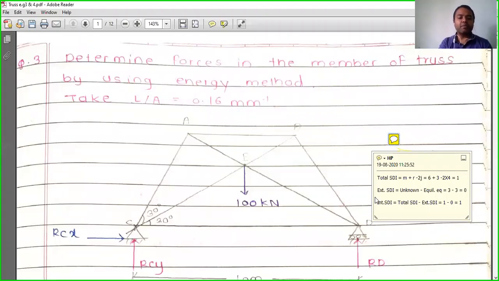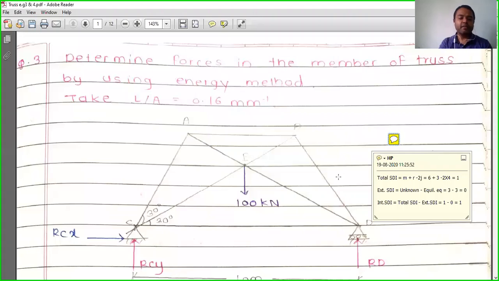So what is the procedure to analyze an indeterminate type of truss? You have to analyze a given truss twice. First of all, we have to solve the given truss for the P forces. So how to find the P forces? Going for P forces means we have to make the given structure a determinate structure.